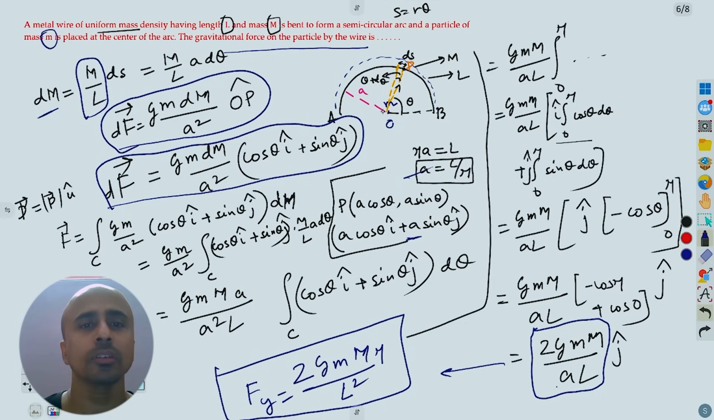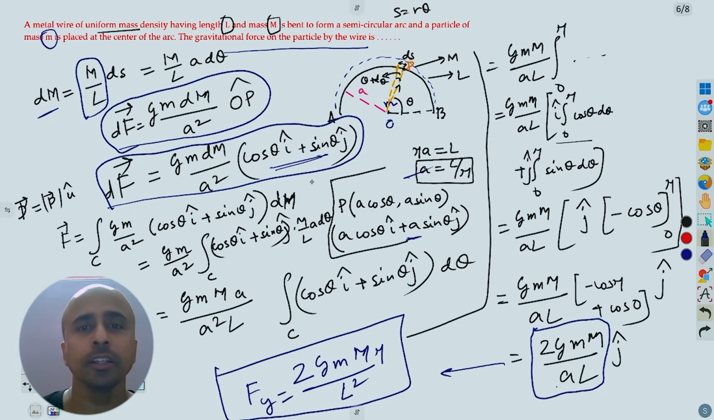Okay, did you understand this OP cap part? OP vector is a cos theta, a sin theta. In the position vector format it is a cos theta i cap plus a sin theta j cap. But we need OP cap, not OP vector. OP cap is a unit vector. So we need to eliminate A, because if it is A, then it cannot be a unit vector. Eliminating A, we get the unit vector cos theta i cap plus sin theta j cap. That we substitute. So OP cap is this unit vector.